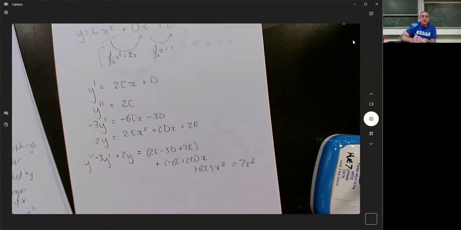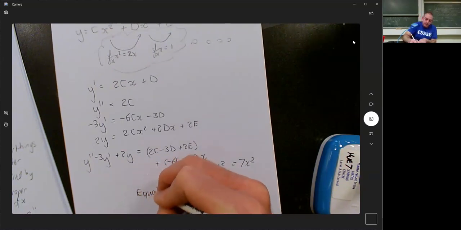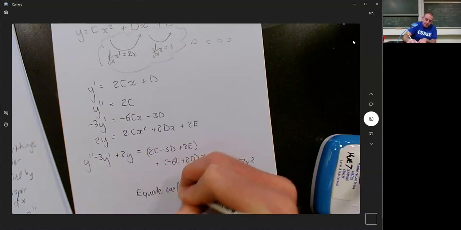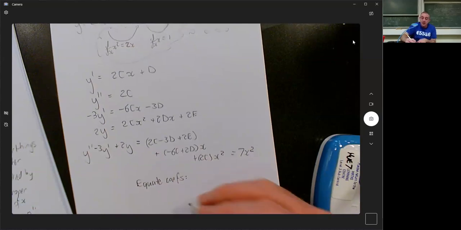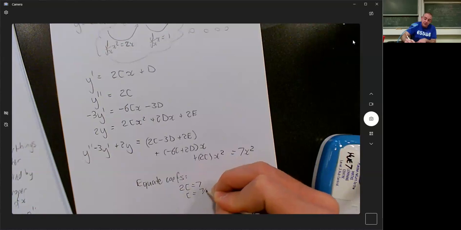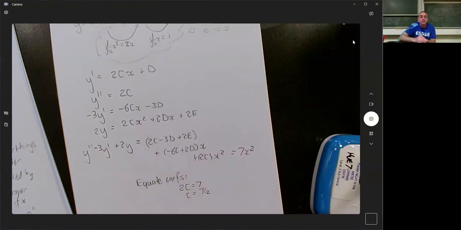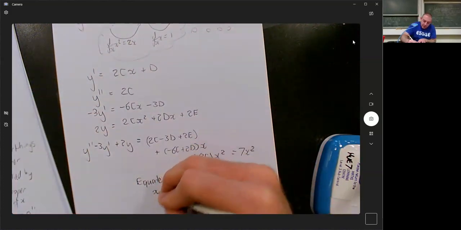And so I'm going to do the process which is called equating coefficients. The coefficient of x squared on this side is 7, and the coefficient of x squared on this side is 2c, and so therefore 2c must be equal to 7, and so c is 7 over 2. So that one was from the x squared coefficient.